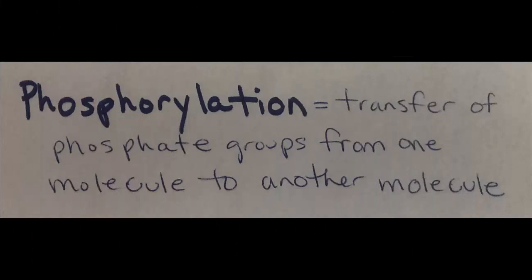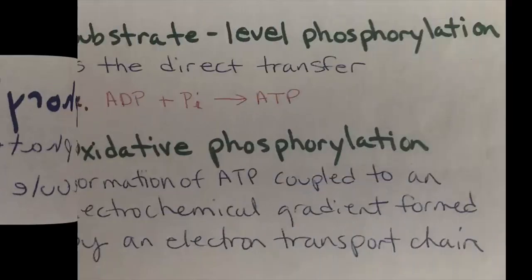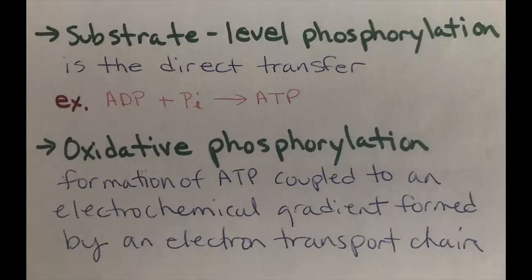Another word that you'll need to be familiar with is phosphorylation. Phosphorylation is the transfer of a phosphate group from one molecule to another molecule. You're going to be seeing two different kinds of phosphorylation in aerobic respiration. One is called substrate level phosphorylation, and it's a direct transfer of a phosphate group from one molecule to another molecule. The other one is oxidative phosphorylation.